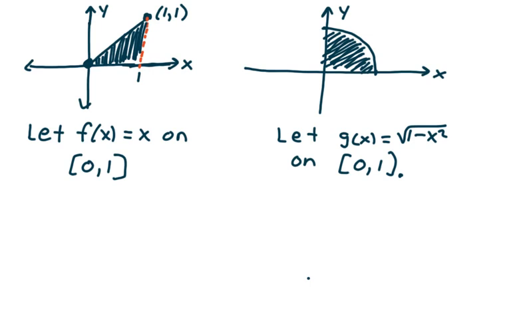So in the first picture, we have a right triangle. The area of a right triangle is half the base times the height. Notice how the base is 1, the height is 1, okay? And in the second picture, we have a quarter of a circle. So we're looking at 1/4 the area of a circle, right? And the radius for this picture is 1.